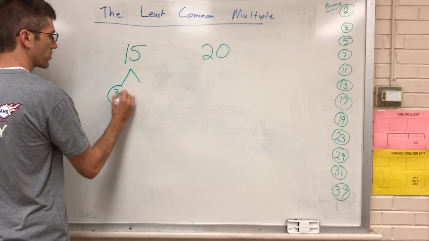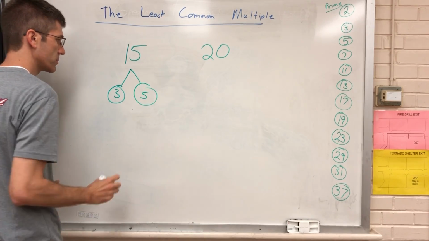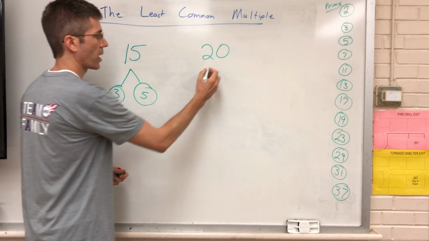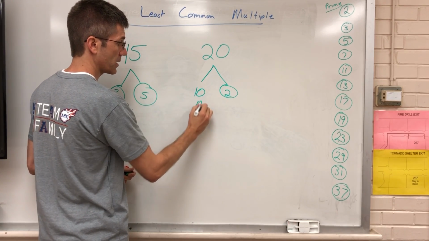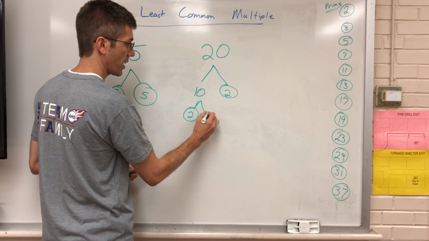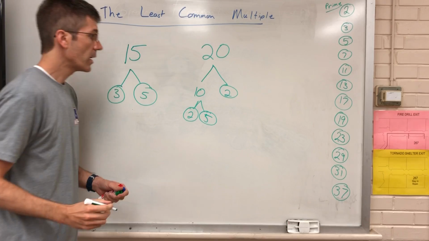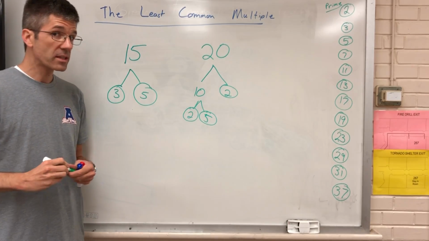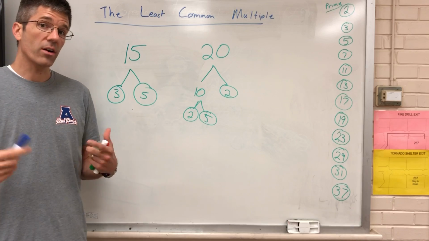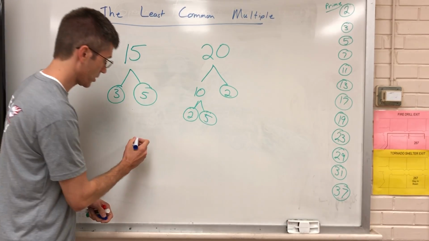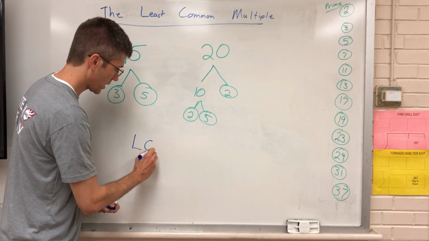15 is 3 times 5, and we're not surprised at that. Both of those are prime. 20 is 10 times 2, and 10 is 2 times 5. There we go. And here's where things get a little bit different. With the least common multiple, we'll start out the same way we did before. So let's just say least common multiple.